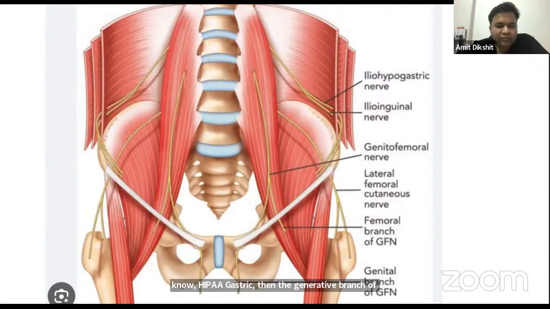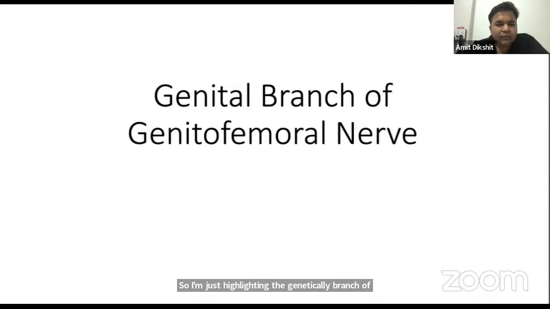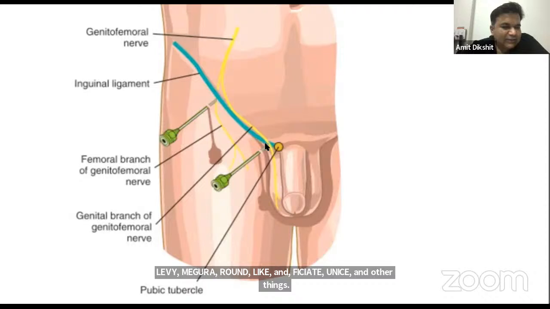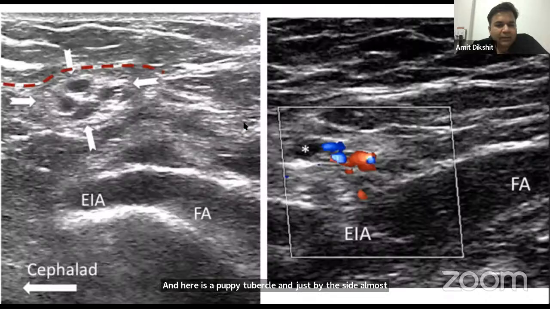So I'm just highlighting the genital branch of genitofemoral nerve. Its motor supply is cremasteric, and sensory supply is over the scrotal skin, the labia majora, round ligament, and fascia, tunica, and other things. And here is the pubic tubercle, and just by the side, almost 1 centimeter lateral, you can place a probe over the inguinal ligament. So here you will see the femoral artery becoming continuous as the external iliac artery.